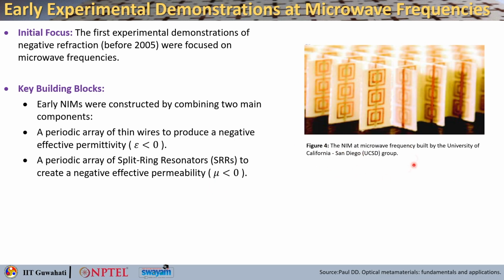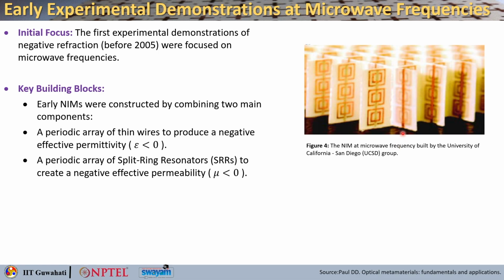Here you are seeing a photograph of the first left-handed metamaterial sample, built by the University of California, San Diego. This sample consists of square copper split ring resonators and a copper wire strip, both overlapped on a fiberglass circuit board material. As you can see clearly, the rings and the wires are on opposite sides of the board.